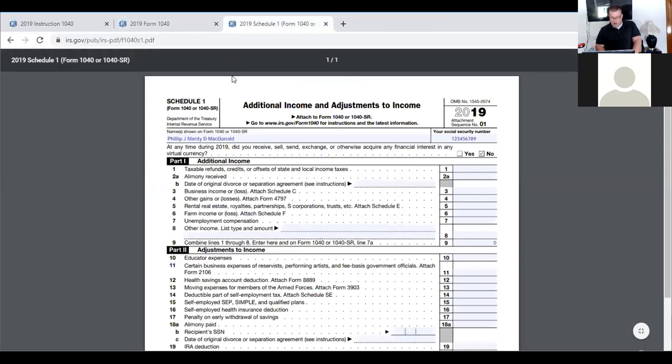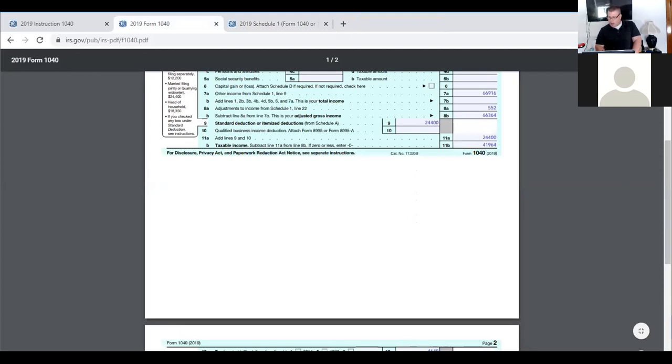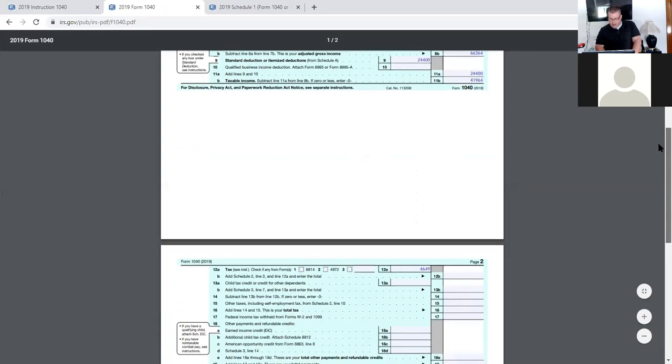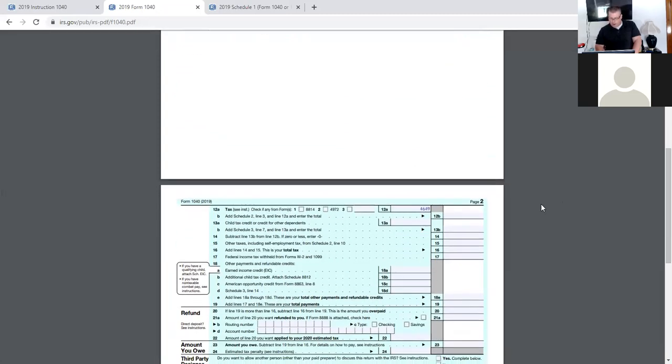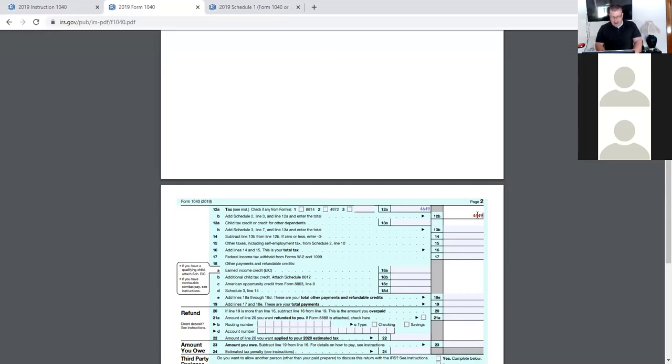And then we'll go back to our Form 1040. And on line 12B, it says add Schedule 2, line 3, and line 12A and enter the total. Since we didn't have to do Schedule 2, we'll just add line 12A, and that comes out to $4,649 again. All right, 13A, child tax credit or credit for other dependents.